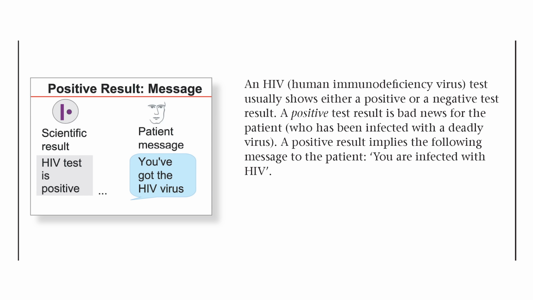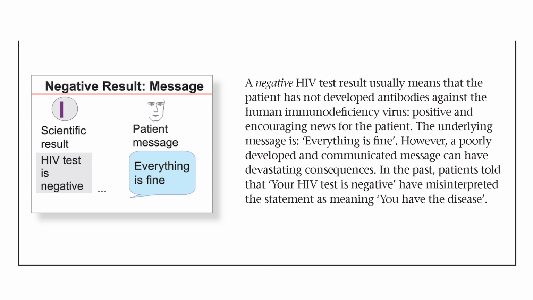A human immunodeficiency virus, or HIV, test usually shows either a positive or negative test result. A positive test result is bad news for the patient who has been infected with a deadly virus. A positive result implies the following message to the patient: you are infected with HIV. A negative HIV result usually means that the patient has not developed antibodies against the human immunodeficiency virus. Positive and encouraging news for the patient. The underlying message here is everything is fine.